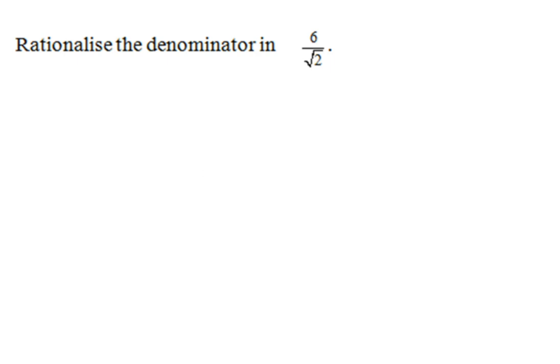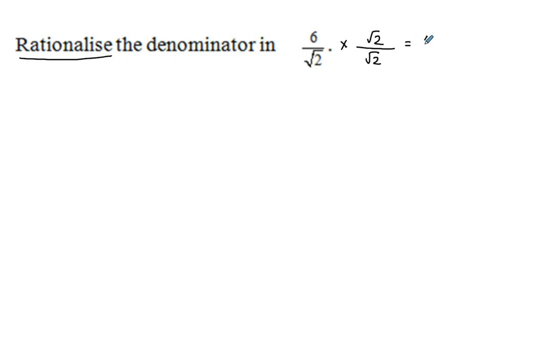Okay, rationalize the denominator in 6 over surd 2. Rationalize just means make it into a whole number. If you've just got a surd, then in fractions, we remember whatever we multiply the top by, we multiply the bottom by. The only way we can get rid of that surd 2 is to multiply it by itself. So we're multiplying top and bottom by surd 2.